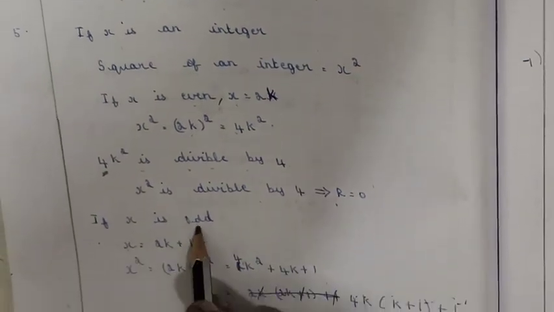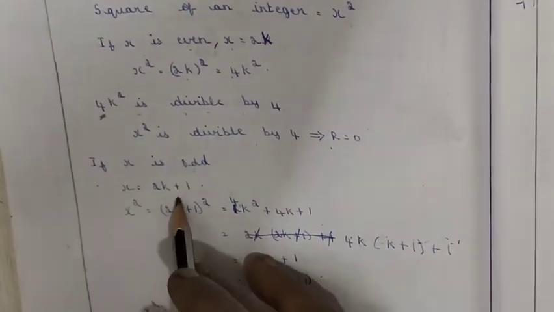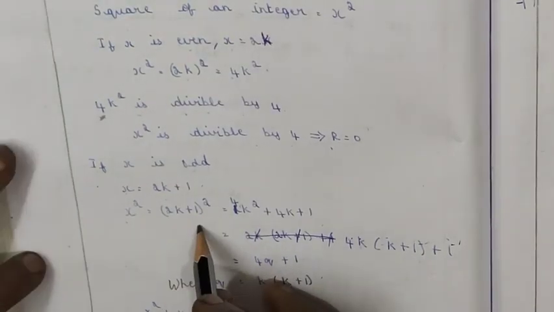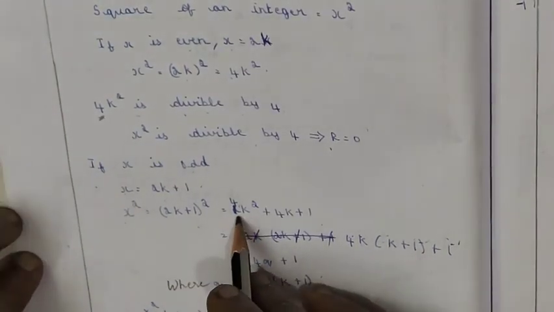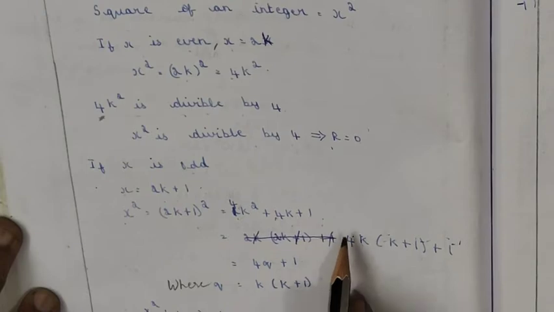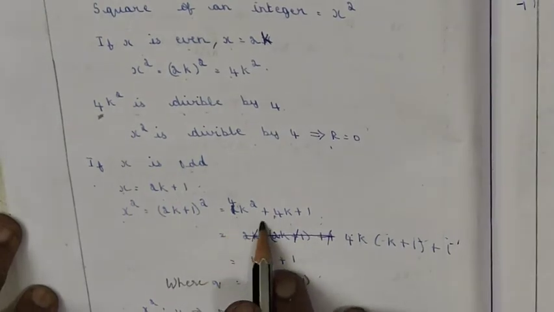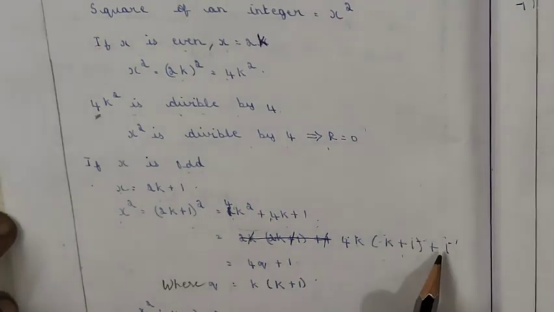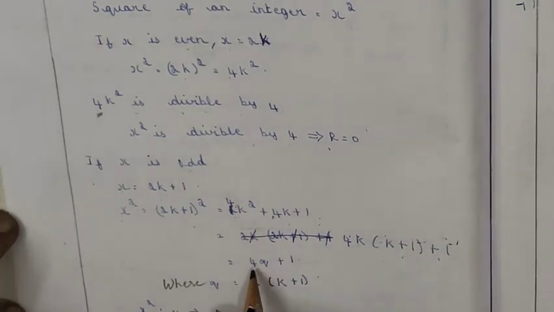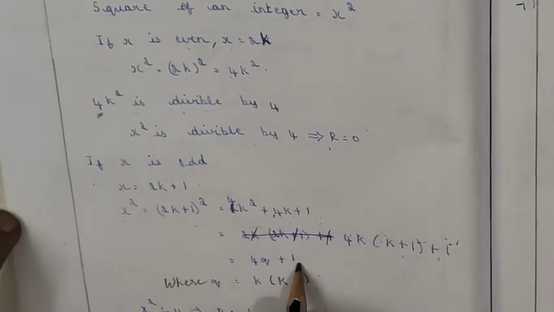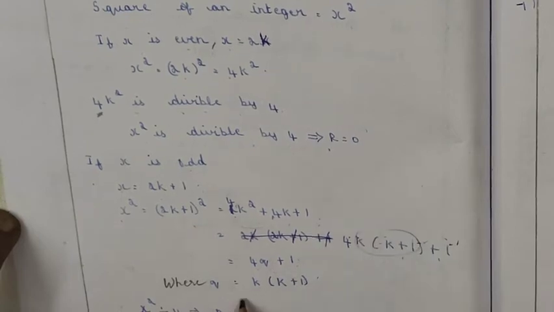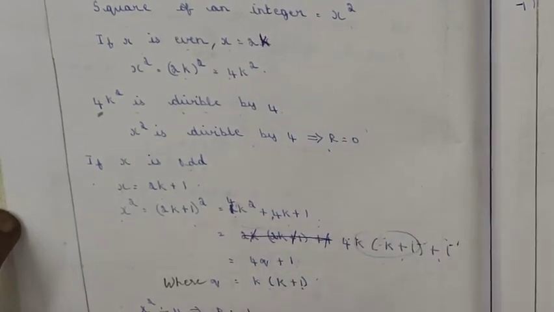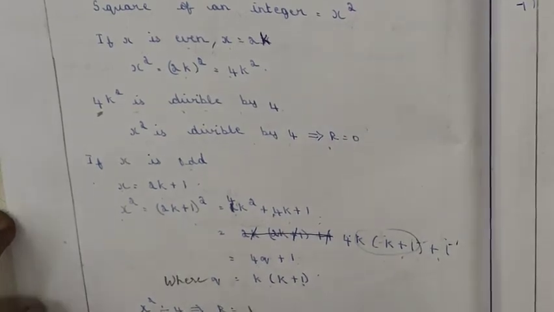Now x is odd. x is odd means x equals 2k plus 1. x squared equals 2k plus 1 the whole squared, that is 4k squared plus 4k plus 1. So if we take 4k outside, 4k into k plus 1, plus 1. Now that is 4q plus 1, where q value is k into k plus 1. So x squared leaves remainder 1 when divided by 4.